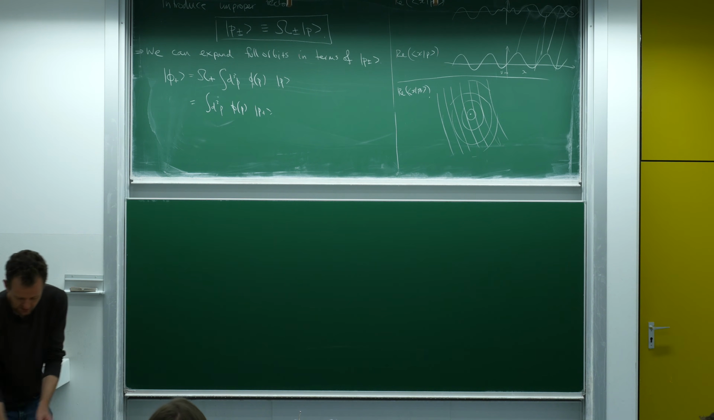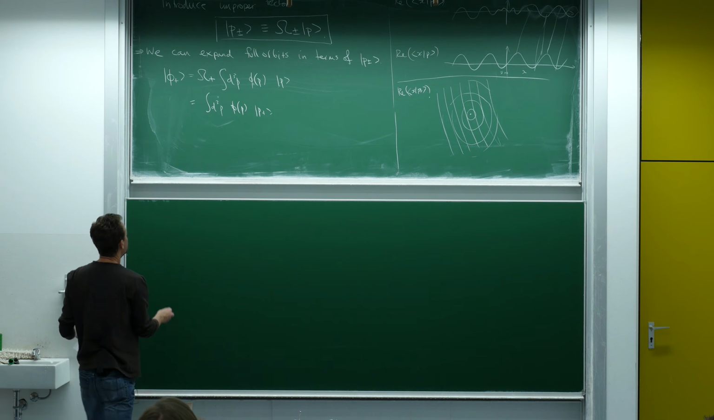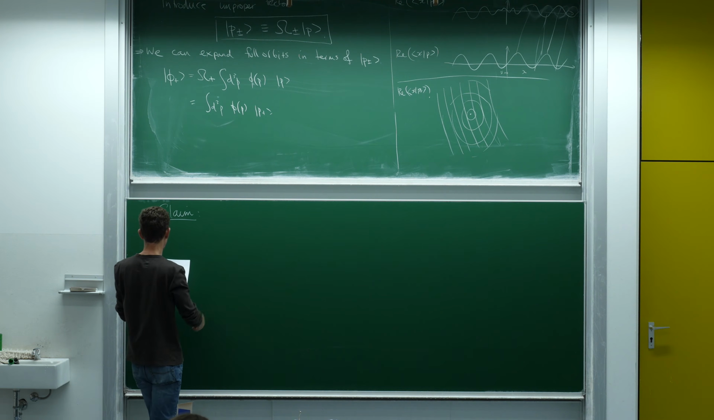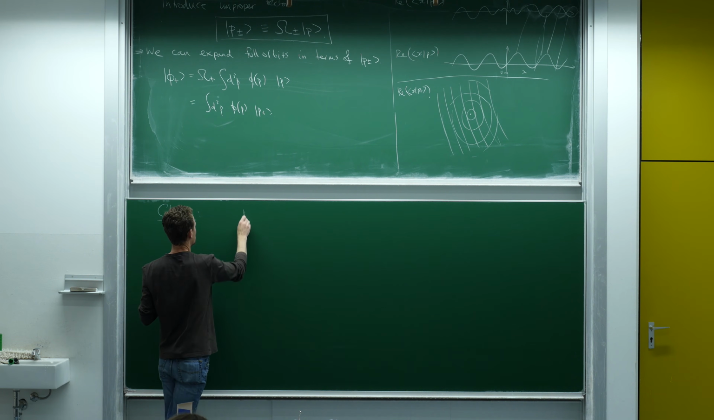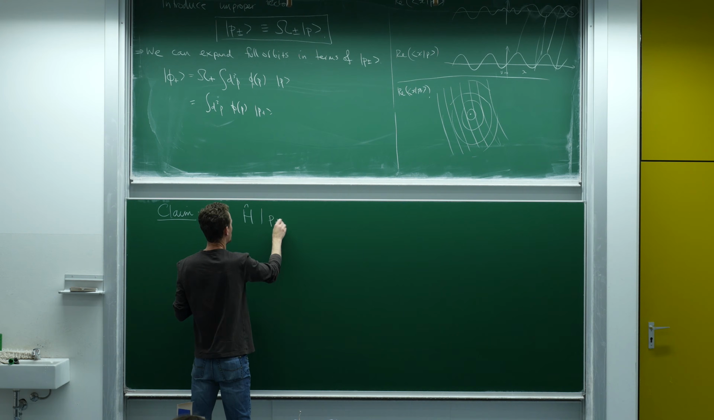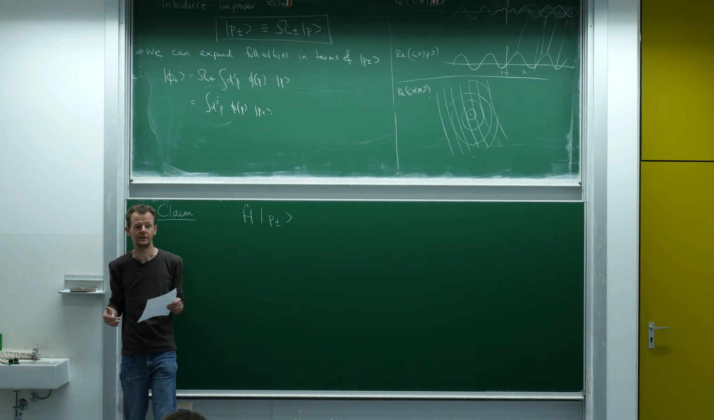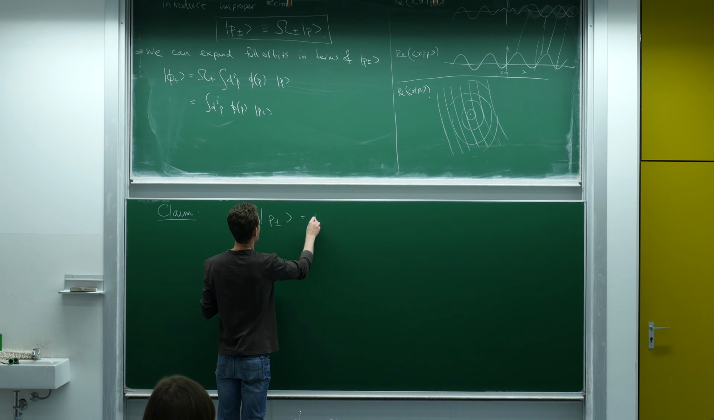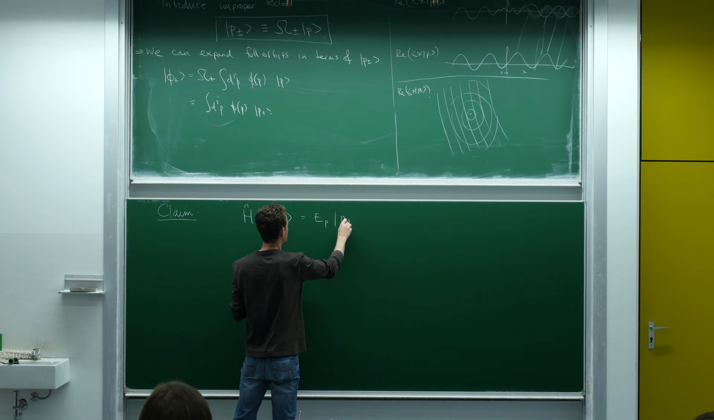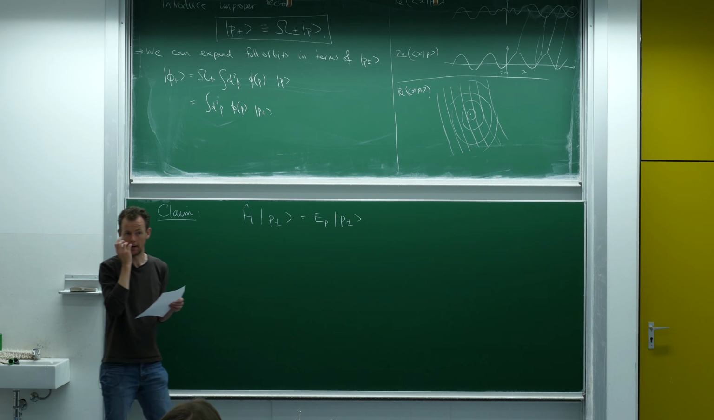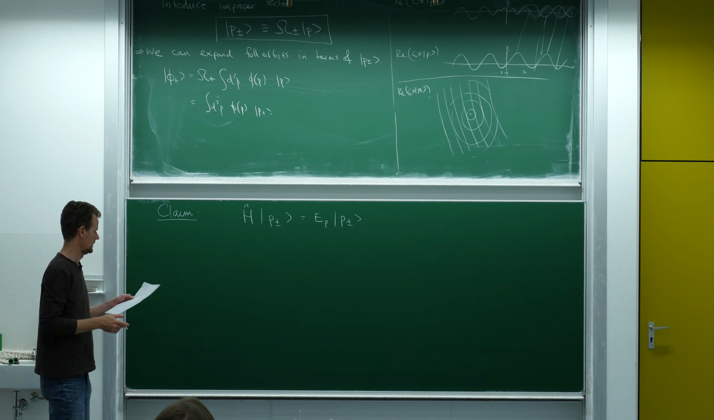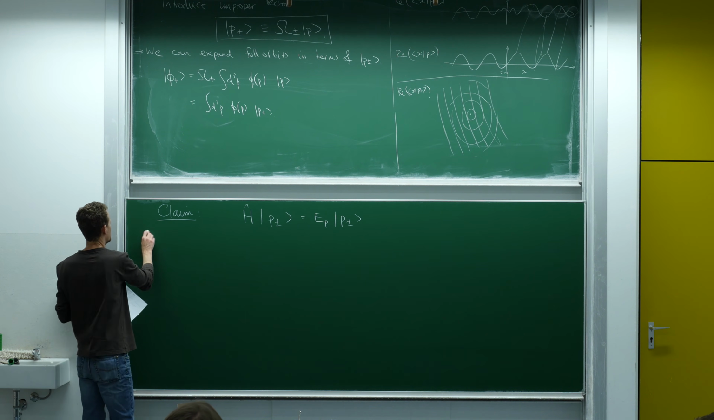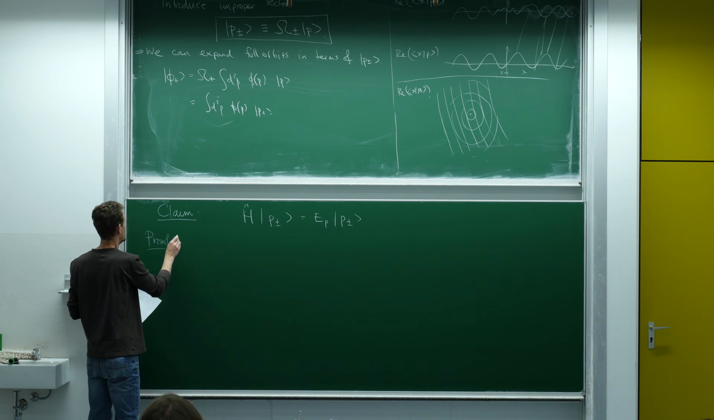So let's make a claim about these things. It turns out that they're improper eigenstates of the full Hamiltonian. And we even know their eigenvalue. It's E of p, p squared on 2m. It's pretty good. Let's prove this.